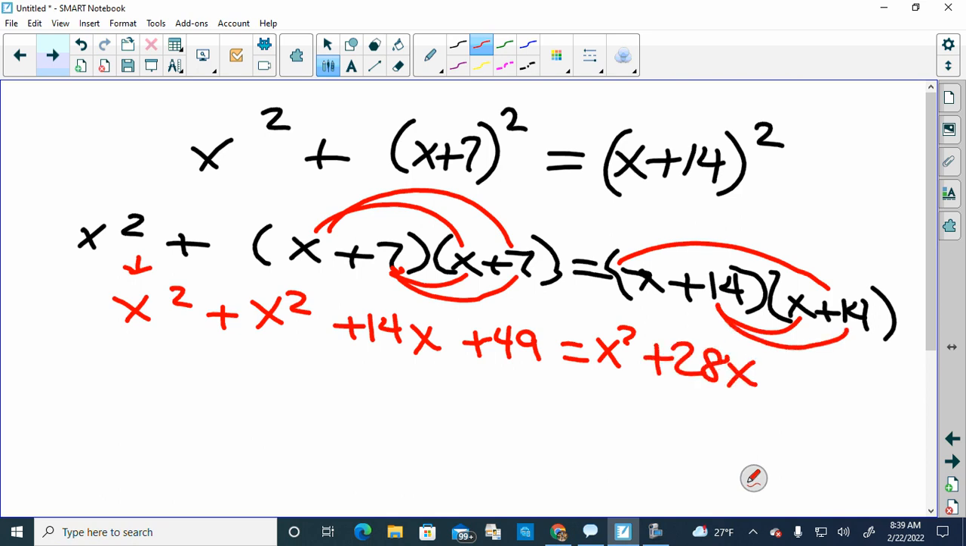Okay, and then 14 times 14 is 196, which we have on the other side, like that. Okay, questions up to there, where any of those came from before we start moving, please.